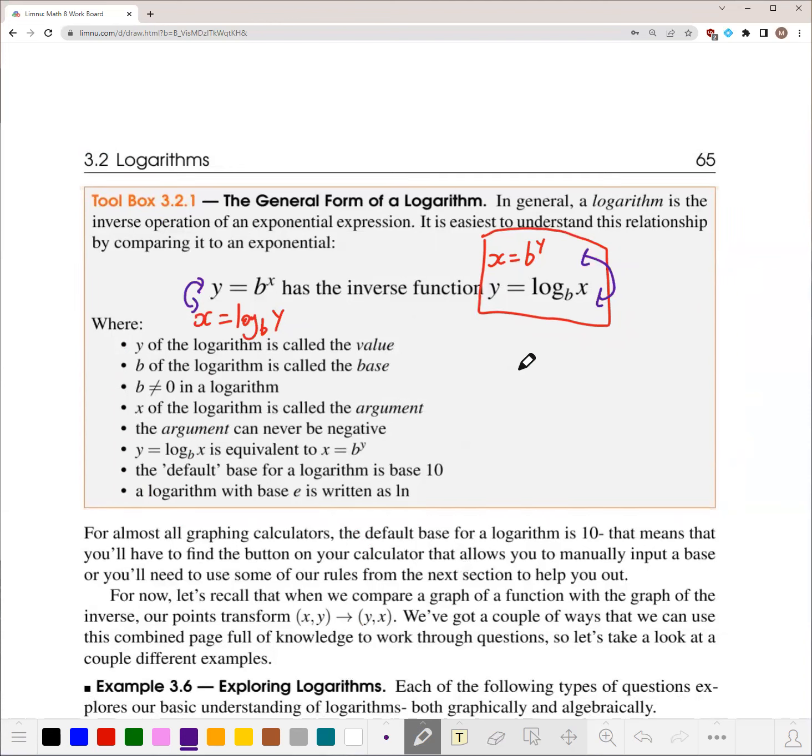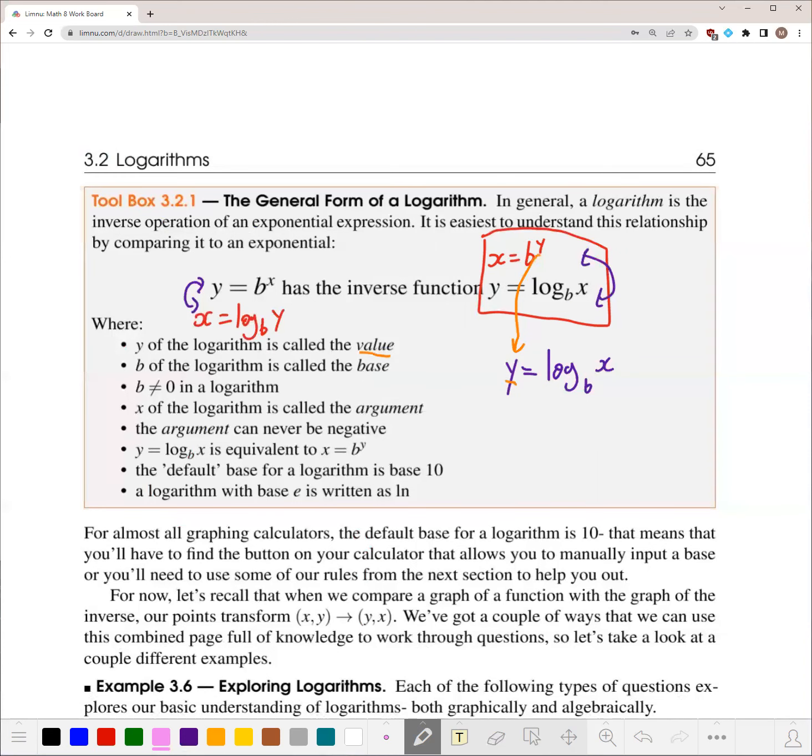So let's dissect our actual terminology here. If I have a statement like y equals log base b of x, the letter y stands for our value. So this is our value. Essentially, it's telling you what the value of the exponent is. So this y is going to tell us what the exponent is.